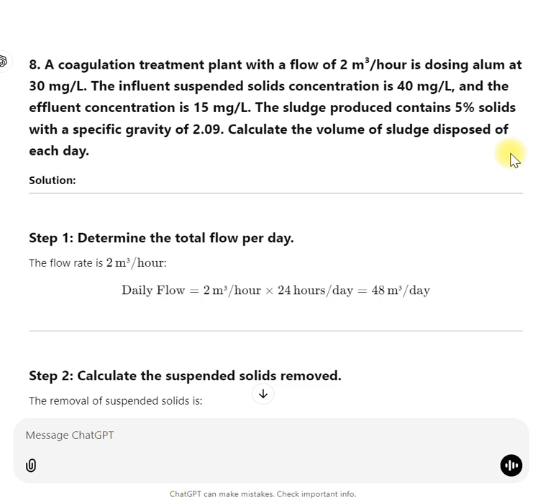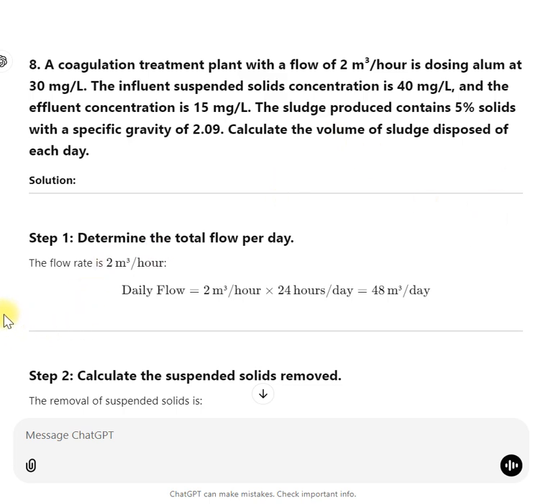A coagulation treatment plant with a flow of 2 ML per hour is dosing alum at 30 milligrams per liter. The influent suspended solids concentration is 40 milligrams per liter, and the effluent concentration is 15 milligrams per liter. The sludge produced contains 5% solids with a specific gravity of 2.09. Calculate the volume of sludge disposed of each day.